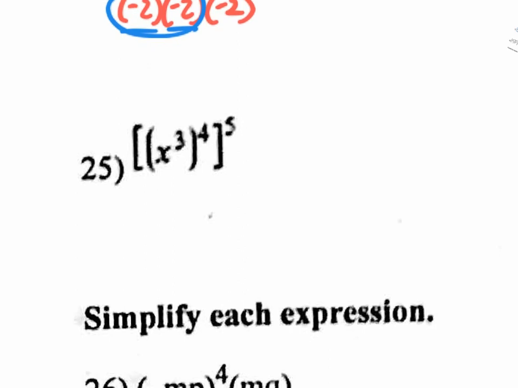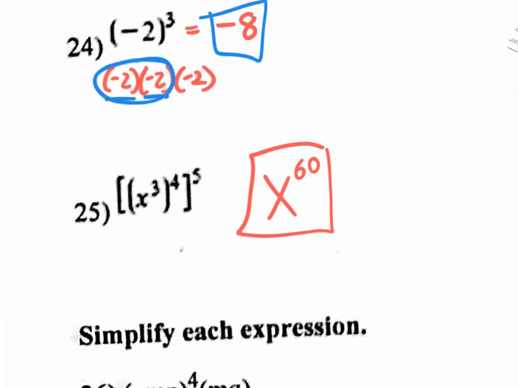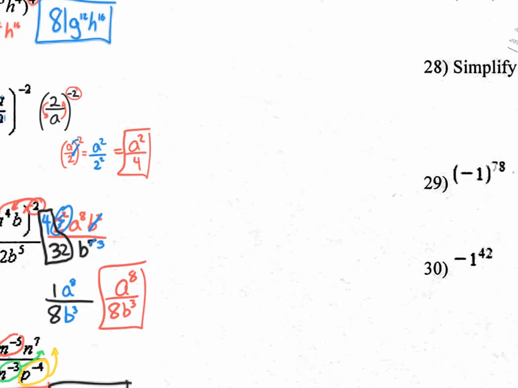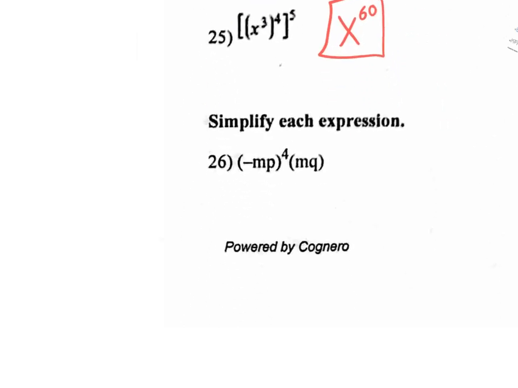How about 25? That's also on tomorrow's test. X to the 60, right? X to the 60. These are very familiar. I think these came out on last week's quiz, which is another good thing to study. We forgot 26. Oh, 26. Sorry. This one's tricky.